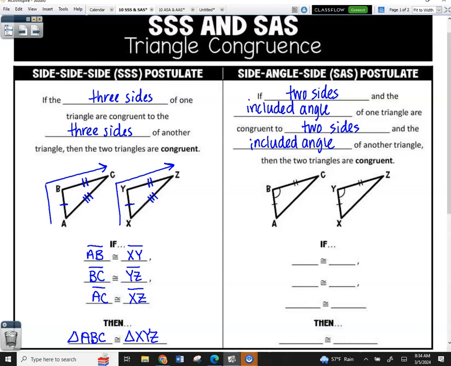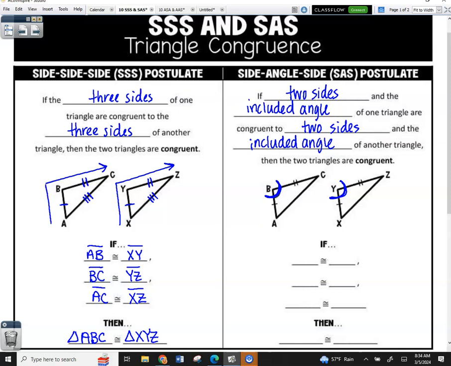So to help people learn when they are looking at an SAS situation, I would suggest you draw an exaggerated arc on the angle that's congruent. You see this picture here? You can see there's an angle congruent. Angle B is congruent to angle Y. Okay, but it's kind of hard to tell what I'm looking at. So I want you to exaggerate the arc. I want it to go past the triangle's edges.